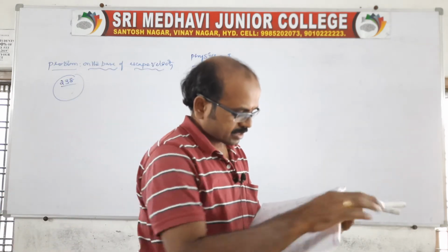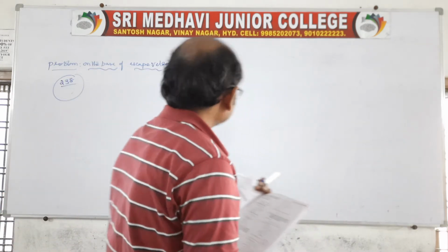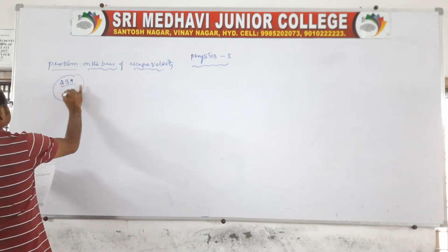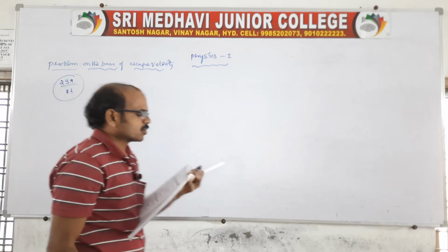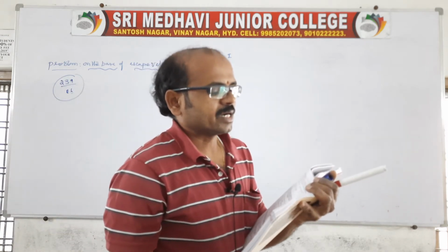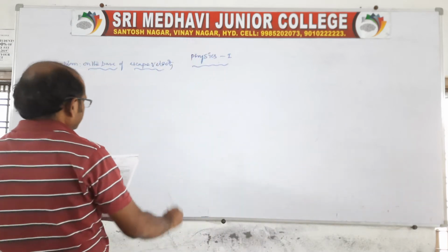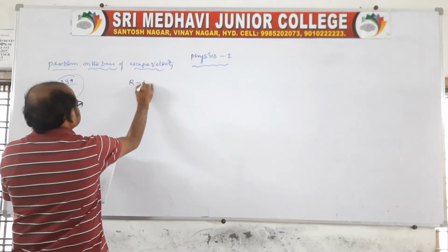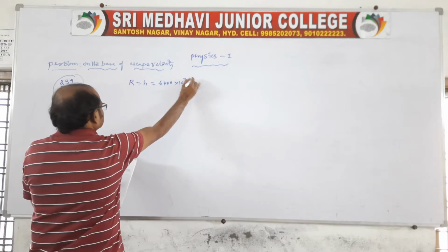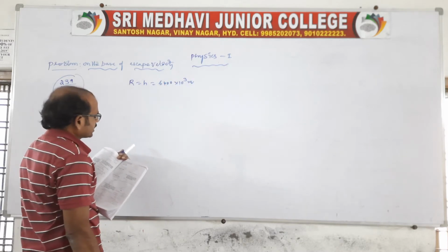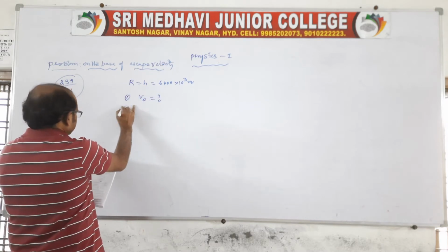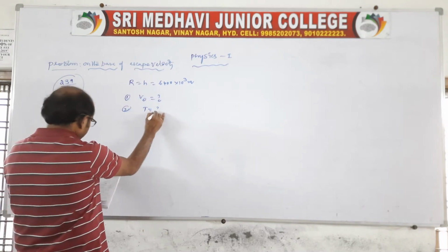Look at question number 6, page number 239. A satellite orbits the earth at a height equal to the radius. So r is equal to h, that is 6400 into 10 power 3 meters. The question only gives this. Find the orbital speed first. V0 is asked. Second, the period of revolution is also asked.